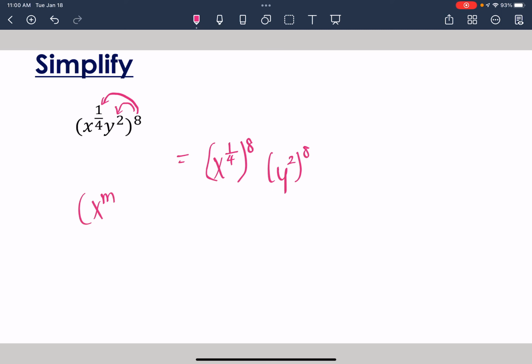Because if I have x to the m to the n power, that equals x to the m times n. So 1/4 times 8 is going to be x squared. Okay, because if I do 1 over 4 times 8, that is 1 over 4 times 8 over 1. So that's 8 over 4, which equals 2. Okay, and then I have y squared to the 8th, so that's going to be y to the 16.